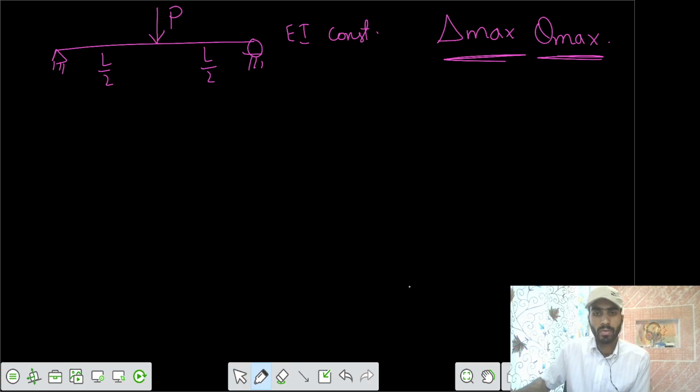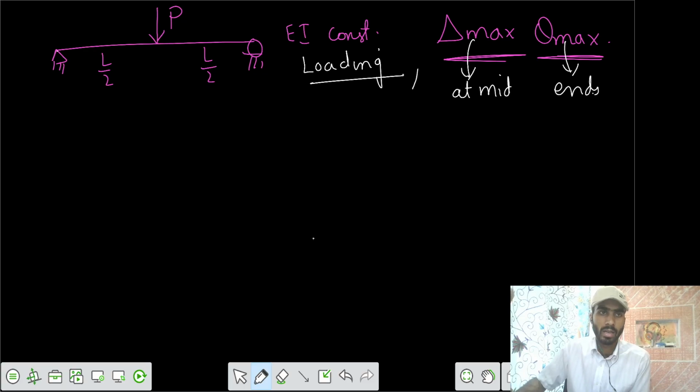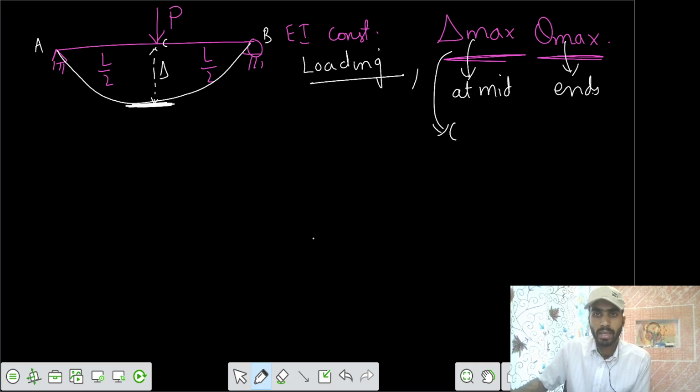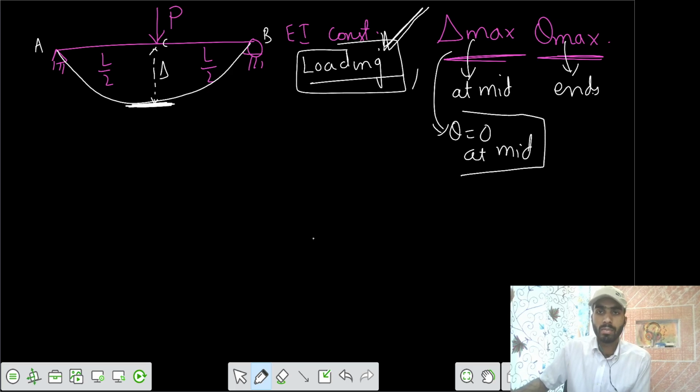If you draw the deflection profile, we can say the loading is symmetric. If the loading is symmetric, delta is maximum at mid and theta is maximum at the ends. We can see that from the deflection profile. We can name the points ABC. Here delta is maximum, this is your delta maximum, and at that point theta is 0. So theta is 0 at mid. This is only valid if the loading is symmetric.